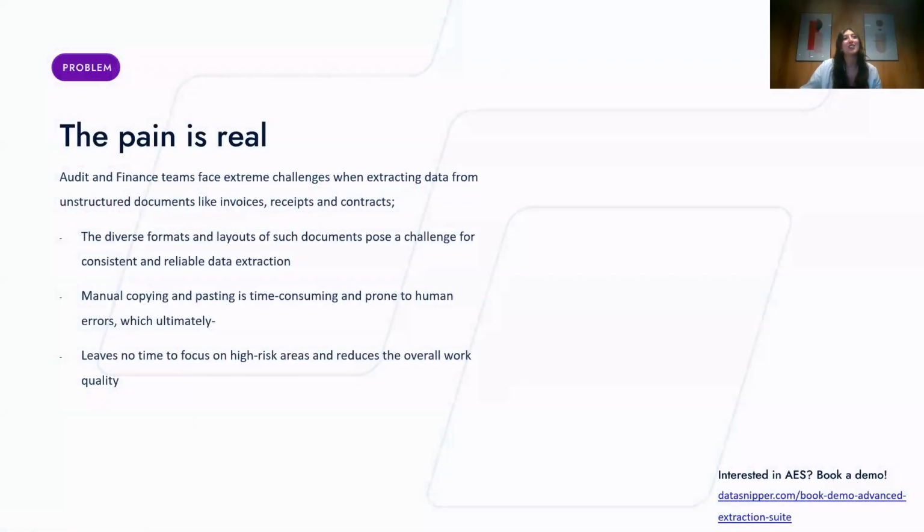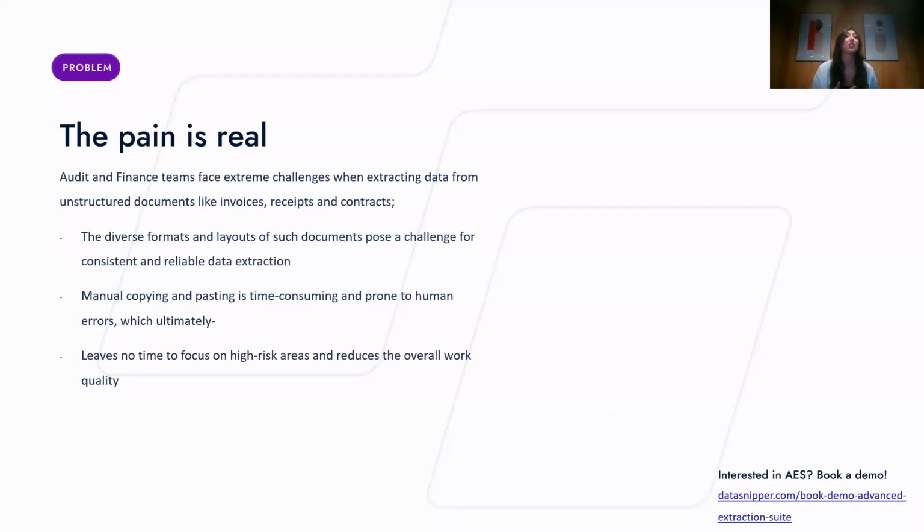So as we like to start, the pain is real. Audit, finance, and legal teams deal with a large set of unstructured evidence, which impacts their efficiency and the quality of extracting data. Teams have expressed their difficulties in dealing with such documents, and the most common ones are invoices, receipts, and contracts, which come, of course, in many different shapes and formats, sometimes printed, sometimes scanned, and sometimes in different languages.